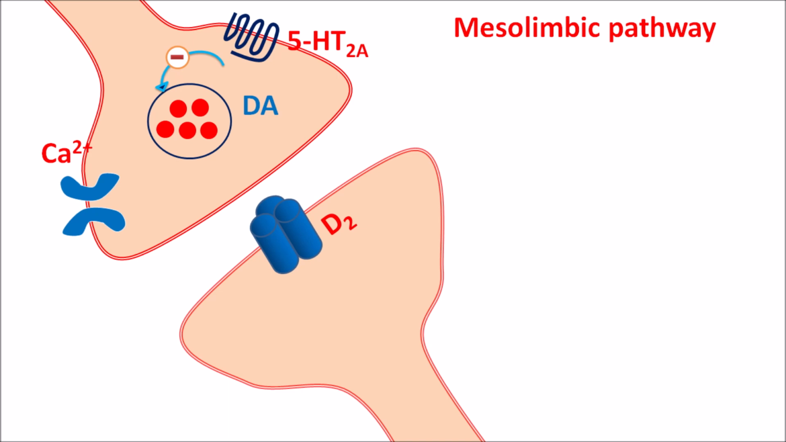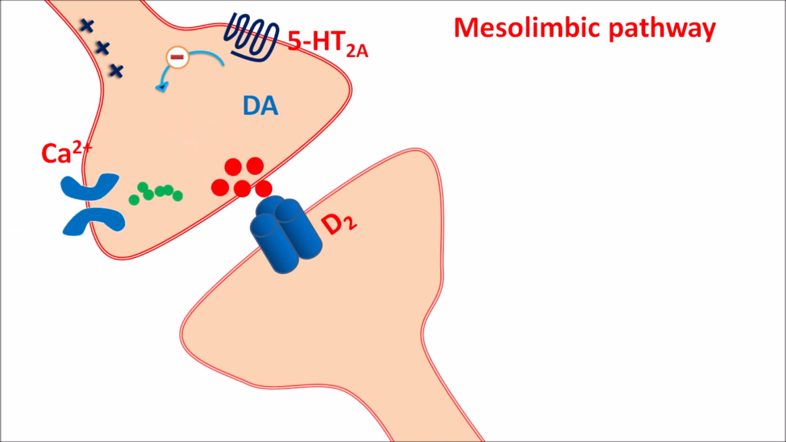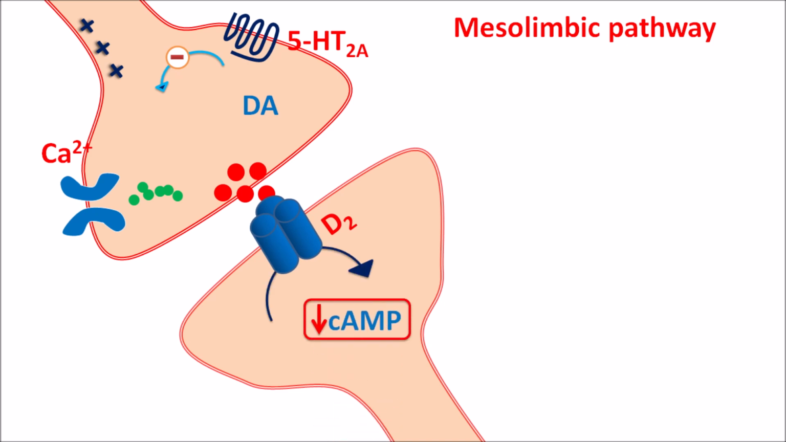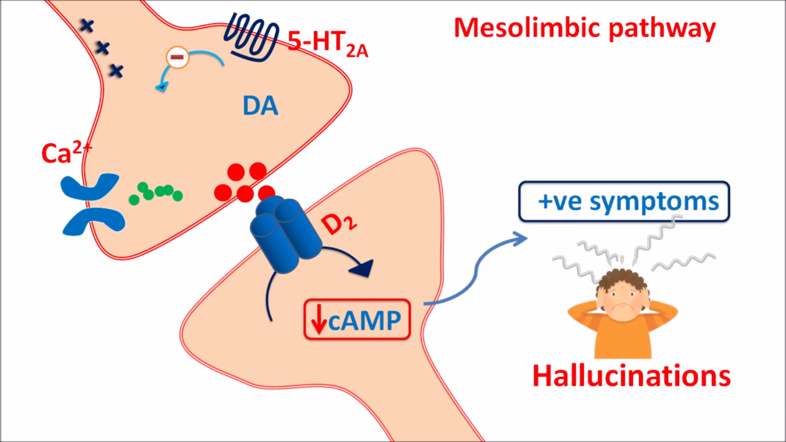Now, when the action potential reaches the presynaptic neurons, calcium can enter to produce the exocytosis so that dopamine can be released and it can act on D2 receptors. This again inhibits the adenyl cyclase system, resulting in decreased cyclic AMP levels, which stimulates the positive symptoms such as hallucinations and delusions within the psychotic patients.